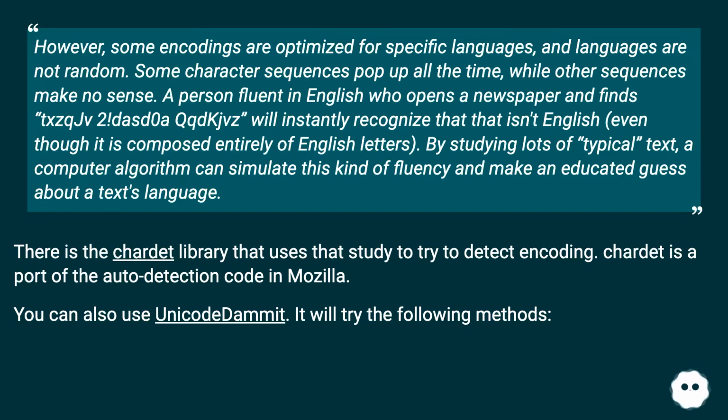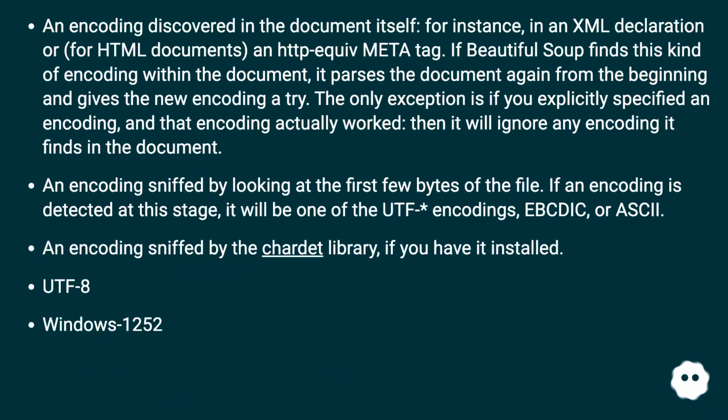Chardet is a port of the auto-detection code in Mozilla. You can also use UnicodeDammit. It will try the following methods. An encoding discovered in the document itself, for instance, in an XML declaration, or, for HTML documents, an http-equiv meta tag. If Beautiful Soup finds this kind of encoding within the document, it parses the document again from the beginning and gives the new encoding a try.